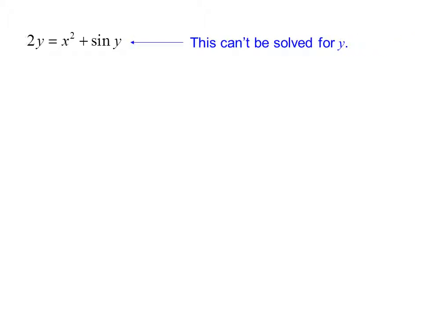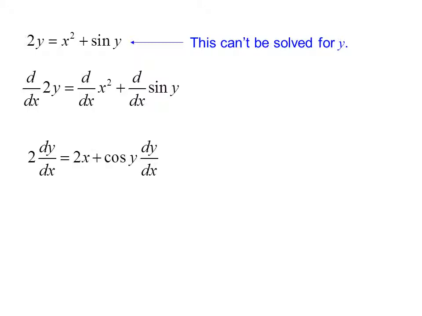Here's another one. 2y equals x squared plus sine y. Now this one can't be solved for y. But we take the derivative of both sides with respect to x, and we get 2 dy/dx equals 2x plus cosine y dy/dx. Notice again that we use the chain rule in two places.